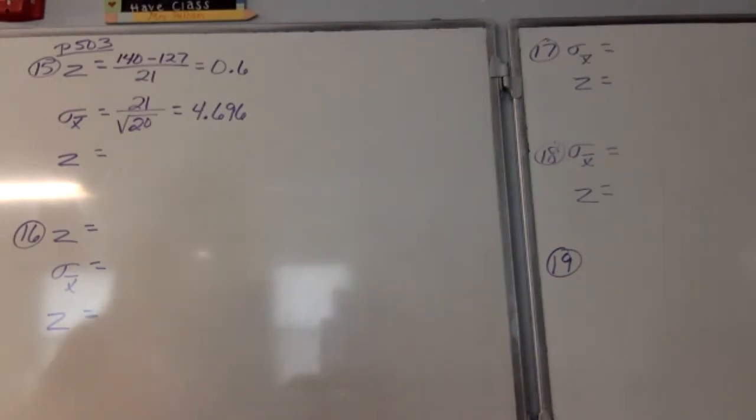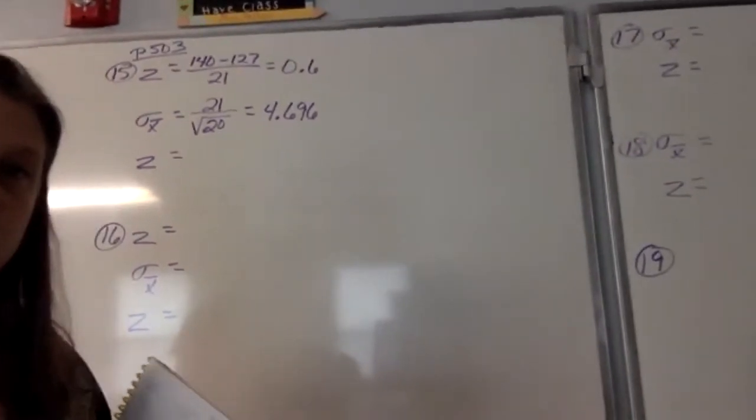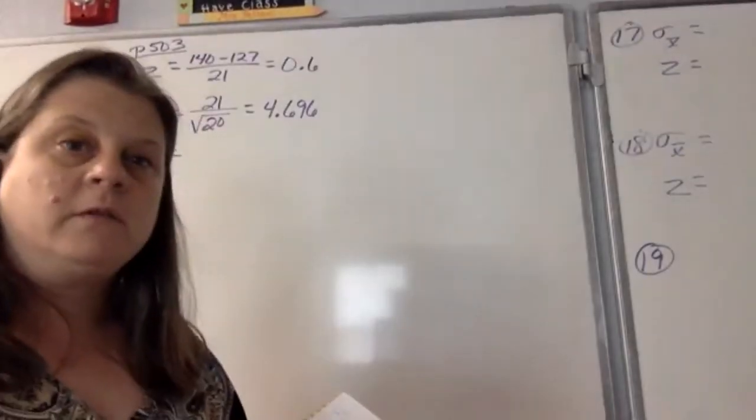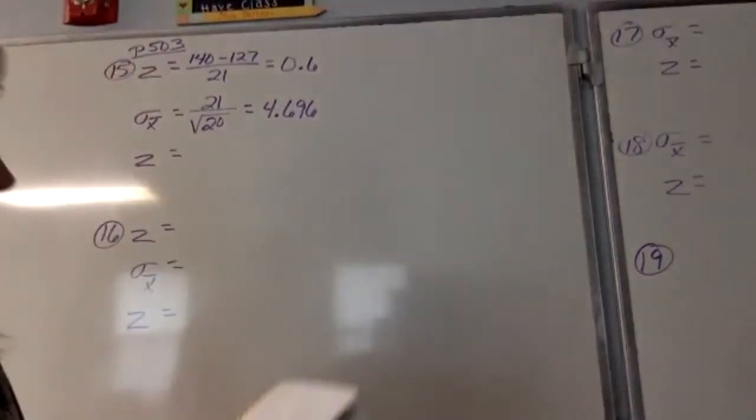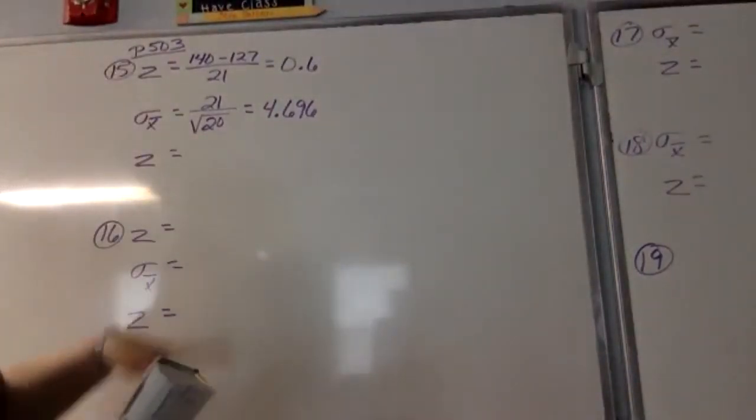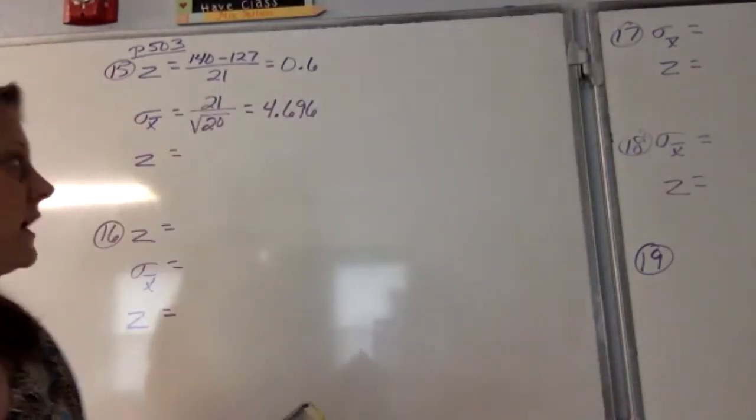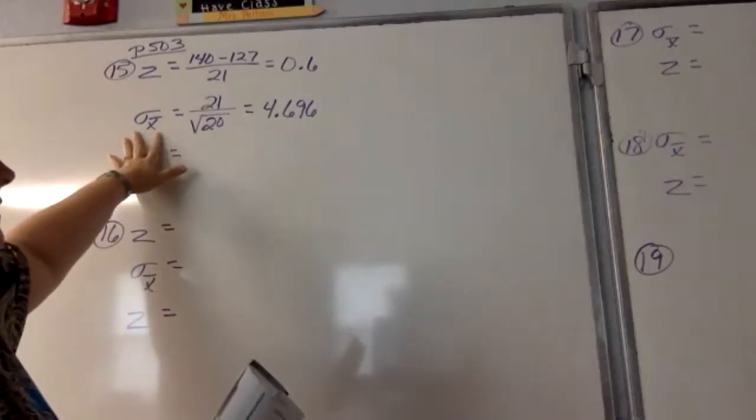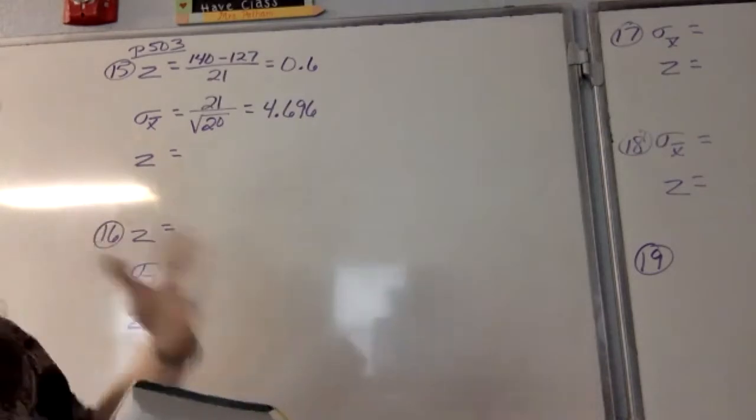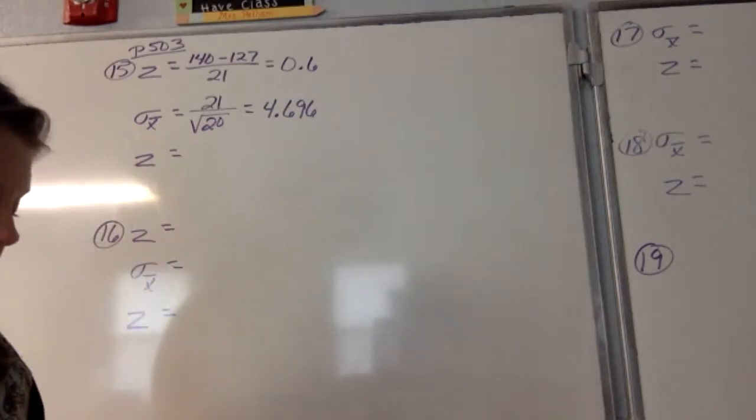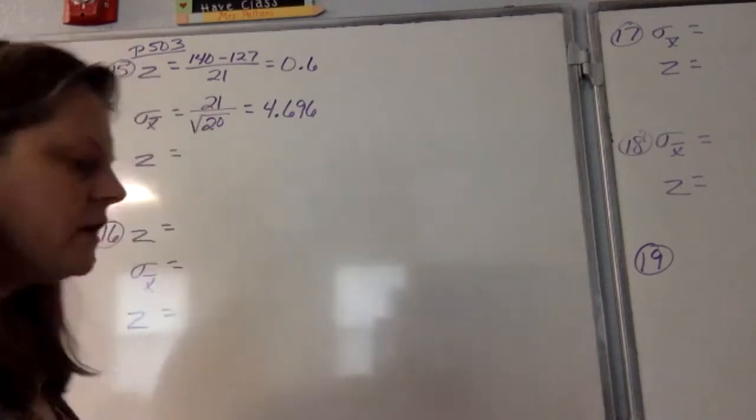Those of you that just logged on, you need to get caught up. We're on page 503, number 15. We're reviewing for the quizzes that we have. We found our original z-score for the single day number of sales of 140, we found our standard deviation of the mean, and now we have to find the z-score for the average sales. The average number of sales for that 20-day period was 135.